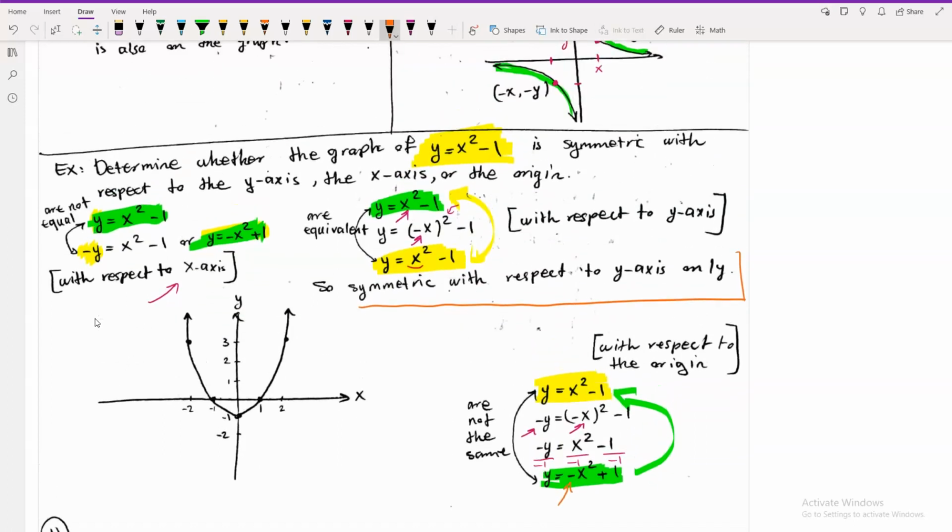So this is our graph. This is the y-axis. Now we see this one is symmetric with respect to the y-axis. If I choose, for example, the point 2, positive 3 on this graph, I'm going to have that point, negative 2, positive 3, on the other side of the graph.